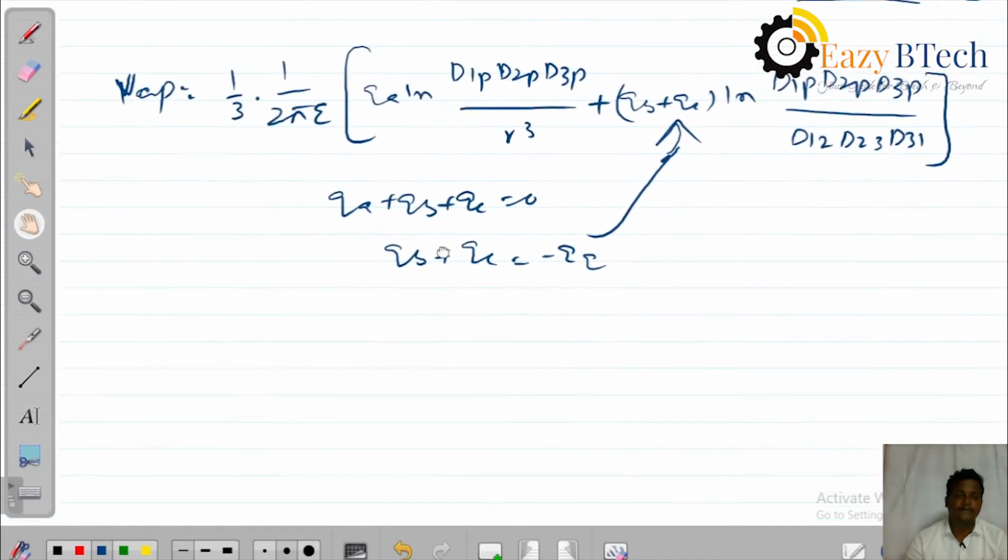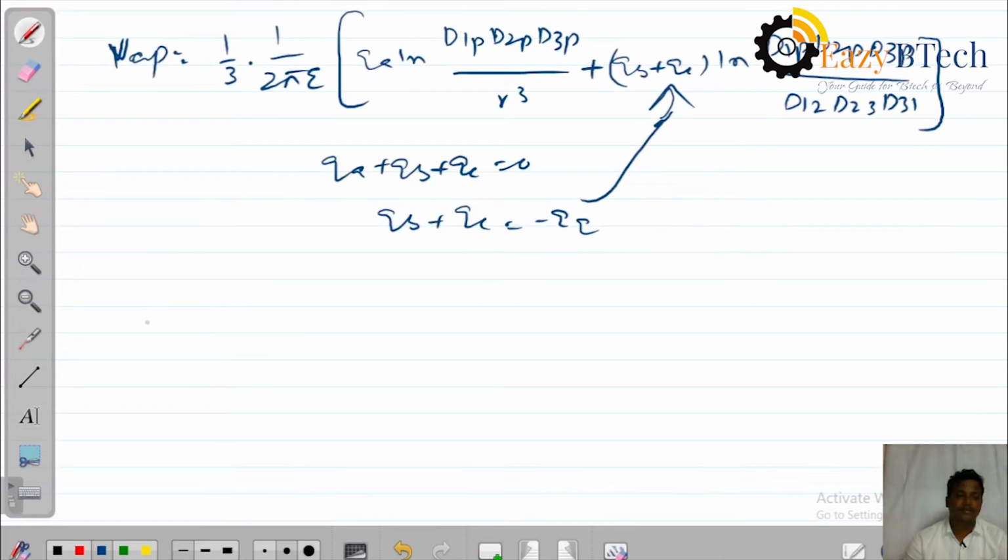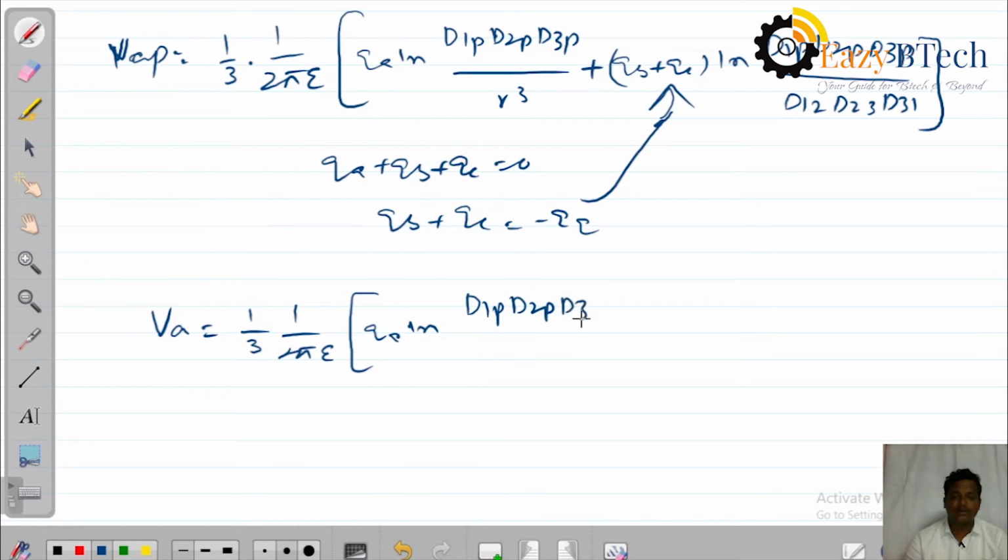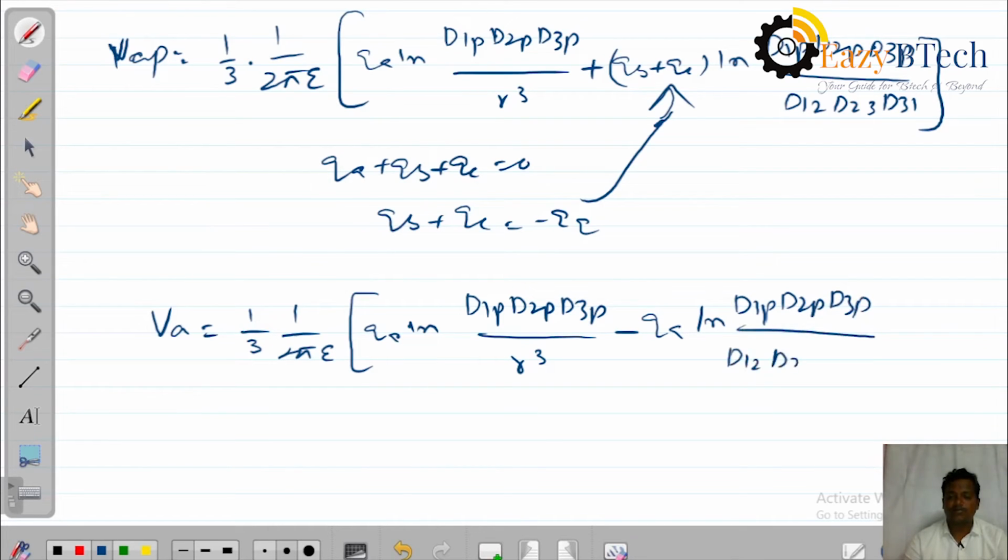What do you get? VAB you can write as VA. Then write 1 by 3, 1 by 2 pi epsilon [QA ln (D1B D2B D3B divided by RQ) minus QA ln (D1B D2B D3B divided by D12 D23 D31)].